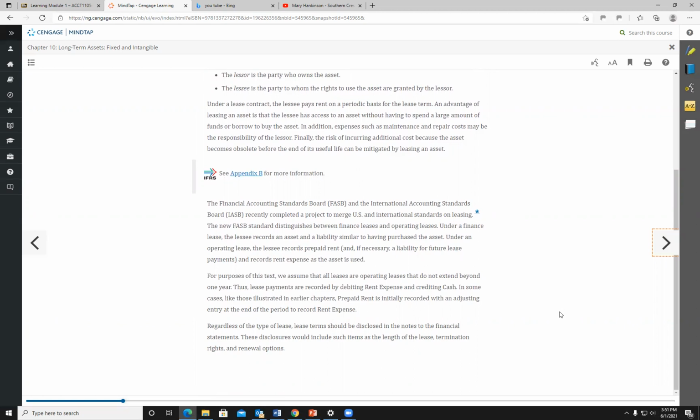Lease payments are recorded by debiting rent expense and crediting cash. In some cases, like those illustrated in earlier chapters, prepaid rent is initially recorded, with an adjusting entry at the end of the period to record rent expense. But regardless of the type of lease, terms should be disclosed in the notes to the financial statements, and these disclosures will include such items as the length of the lease, termination rights, and renewal options.